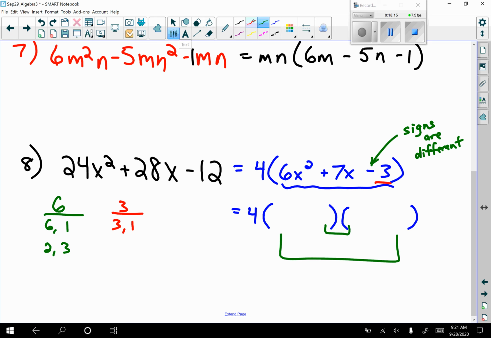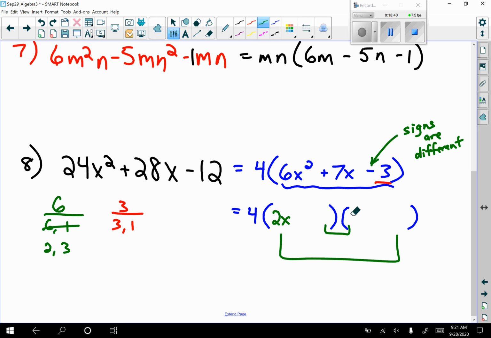So the 6 and the 1, the 3 and the 1 didn't work this way. Even if I tried it 6x and x, 1 then 3, on the outside I'm at an 18x and on the inside I'm at a 1x. That's not going to get me to a 7x. So I'm going to rule out the 6 and the 1. Let's try the 2 and the 3.